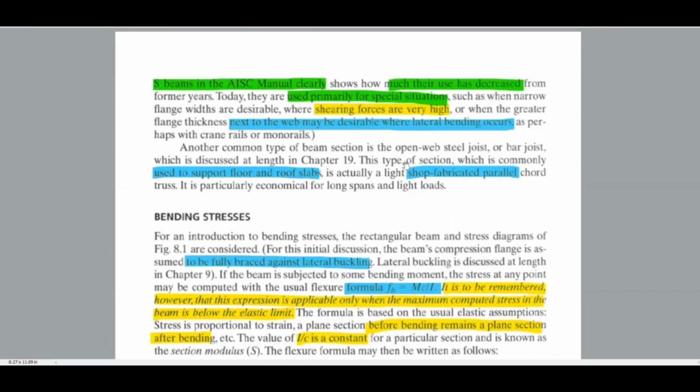Another common type of beam section is the open web steel joist, or bar joist, which is discussed at length in chapter 19. This type of section, which is commonly used to support floor and roof slabs, is actually a lightweight fabricated parallel chord truss. It is particularly economical for long spans and light loads.